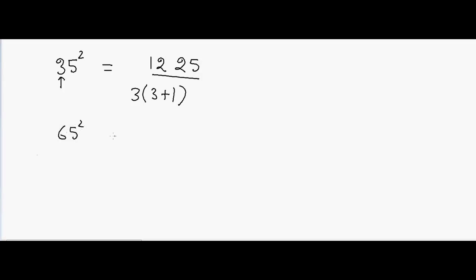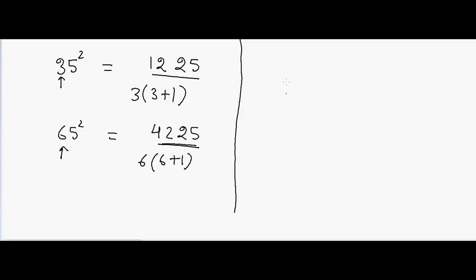Another example, if I have 65 squared, in that case I have to write 25, and then I take 6 and multiply 6 by 6 plus 1, that will be equal to 7. 7 into 6 is 42. So the answer is 4225. So how does this trick work? Let's look into that.